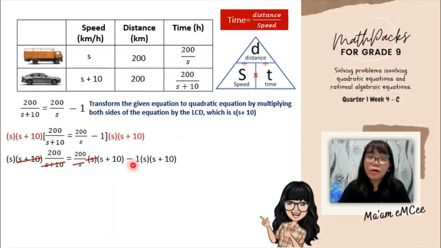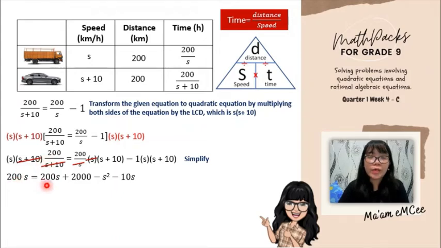And of course, for this one, because there is no denominator, there is nothing to cancel out, so we just have to multiply negative 1 to S times S plus 10. And that will give us, again, what remains is S and 200, so that is 200S.